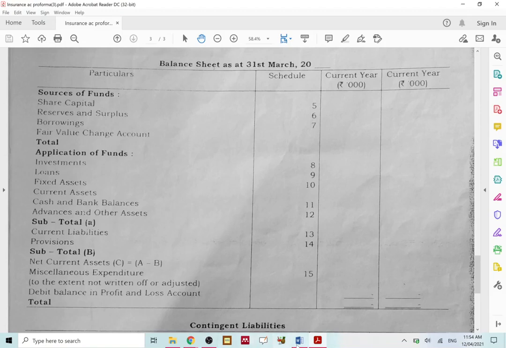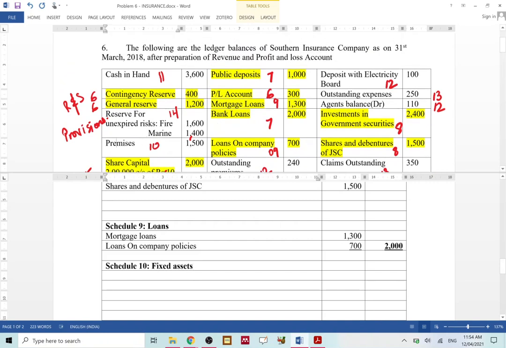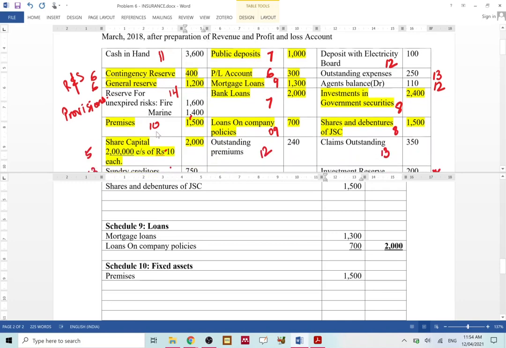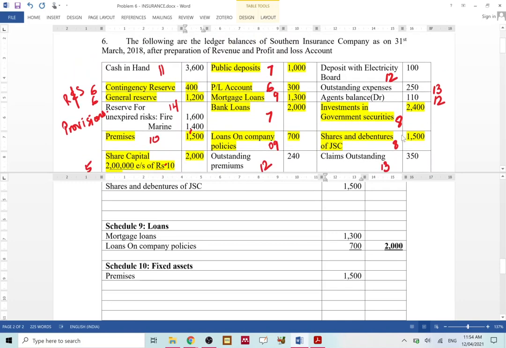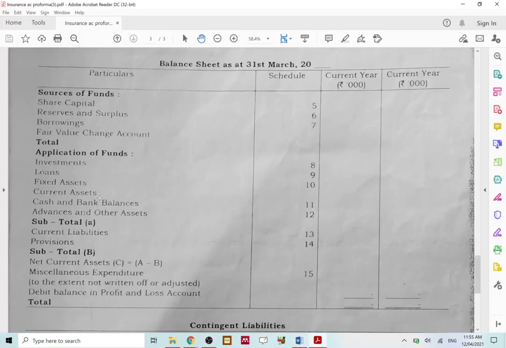So schedule 10 is fixed assets, correct? So fixed assets, again we have marked certain fixed assets, if I'm not wrong. Yes, we have premises here, right? Premises is 1500, highlighted as taken, 1500. No other items, I presume. Under schedule 10 we don't have anything else, so this 1500 can be directly written in the outer column and highlighted as the final total. Okay, same way, next schedule, after fixed assets we have now current assets.